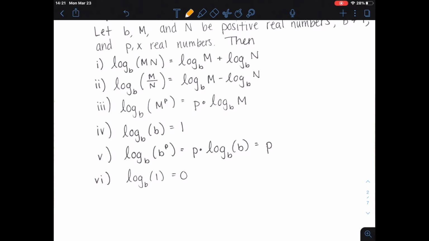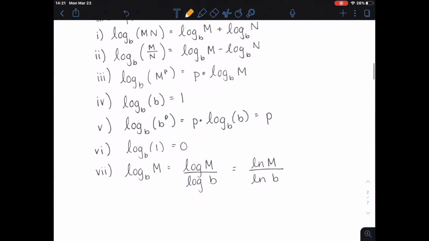Okay. And then our last property is called our change of base formula. So if you want to rewrite it, or if you have a calculator that doesn't allow you to evaluate with bases other than ln or 10, you can rewrite it as log of m over log of the base, or natural log of m over natural log of the base. So this property here is called our change of base formula.